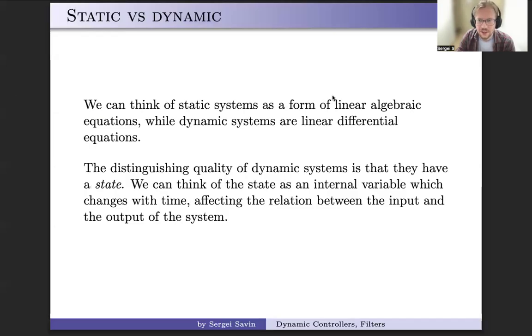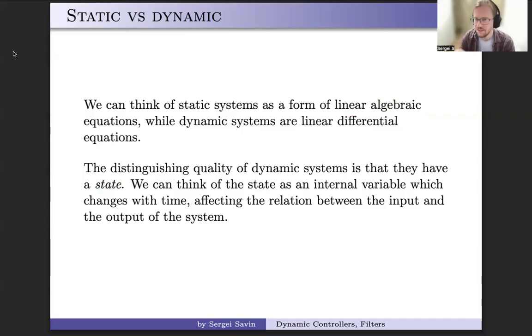So static systems are more like linear algebraic equations, while dynamic systems are like linear ODE, right? State is a distinguishing quality of dynamic systems. If you have a dynamic system, you have a state. If you have a state, you have a dynamic system. That is a key idea, right?